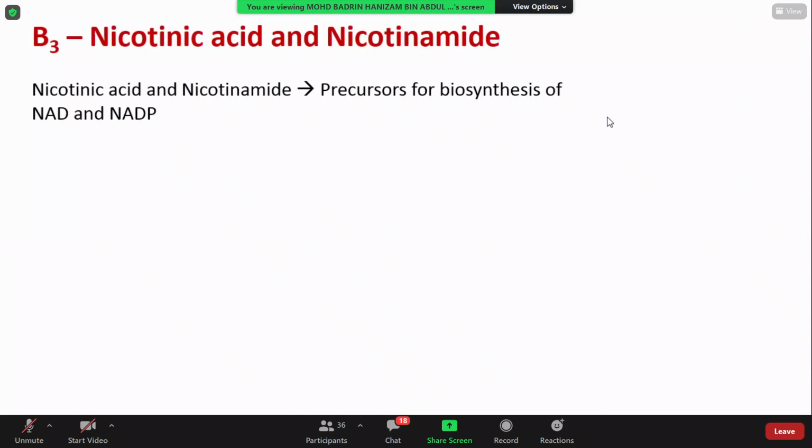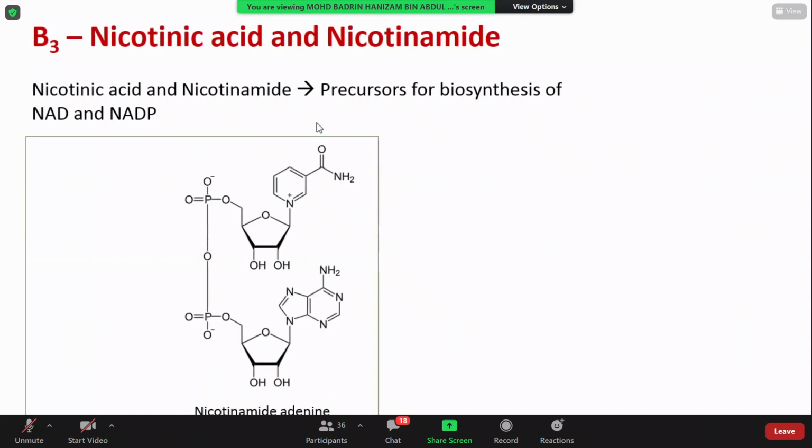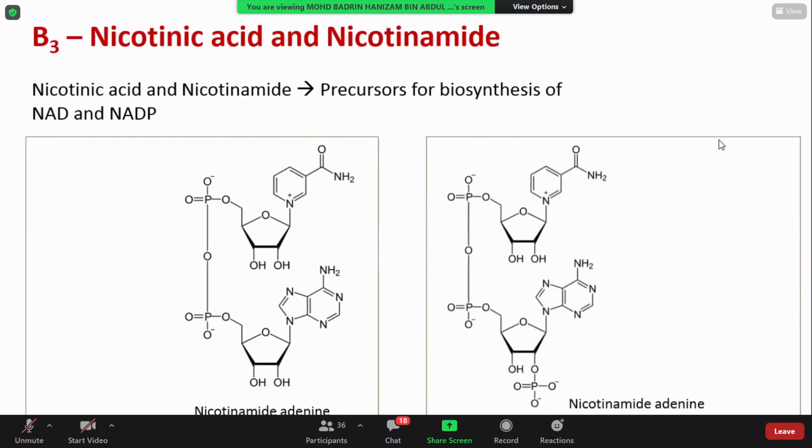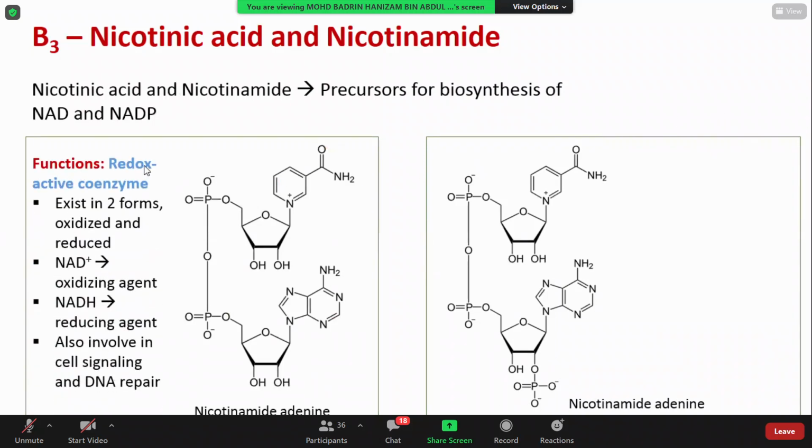Nicotinic acid and nicotinamide are the precursors for biosynthesis of NAD and NADP. So NAD, structure of NAD here, nicotinamide adenine dinucleotide, while NADP on the right hand side. Can you spot the difference? Who can spot the difference between NAD and NADP? Very easy, right? The phosphate group. This one doesn't attach to a phosphate group. This on the right hand side, NADP, contains phosphate here.